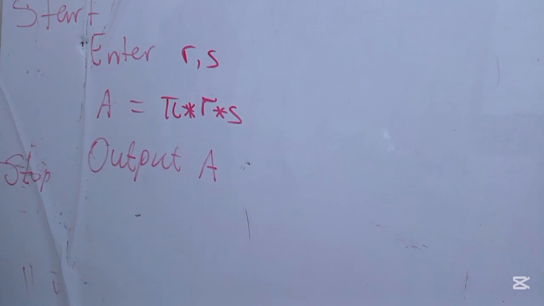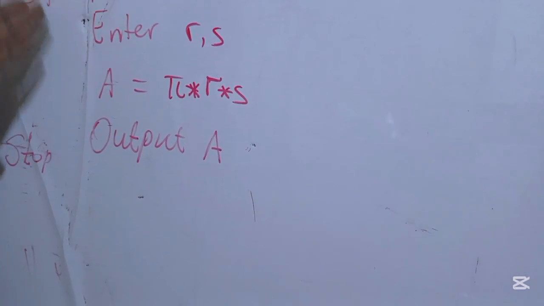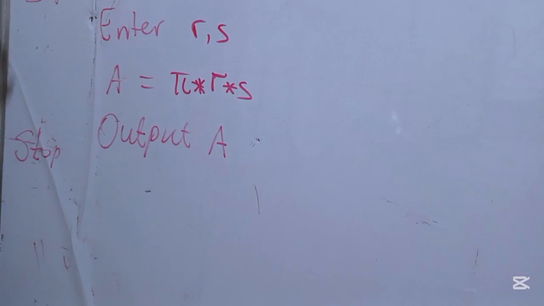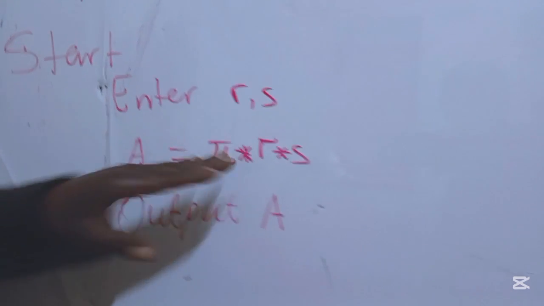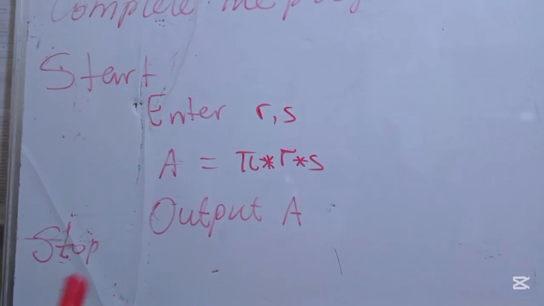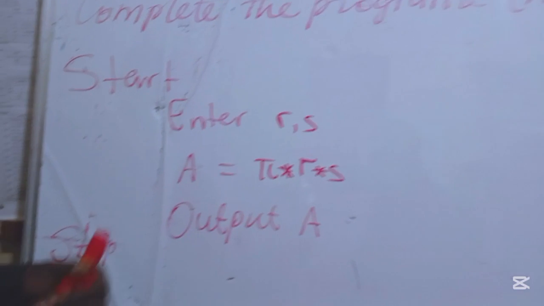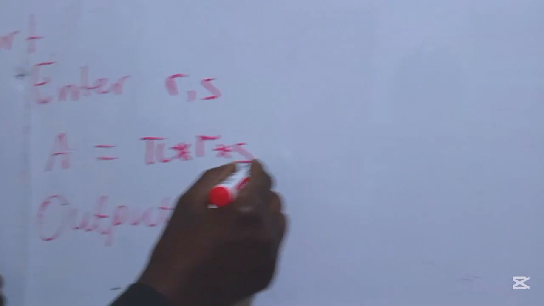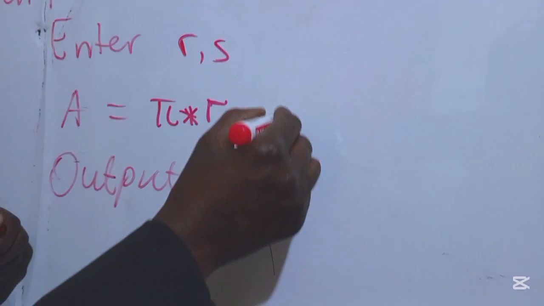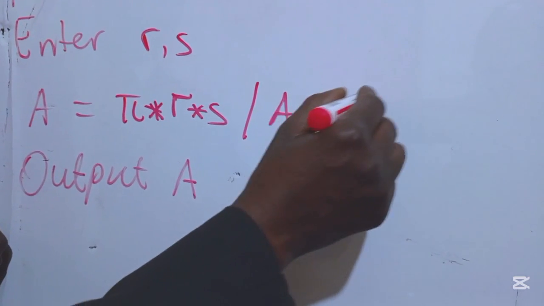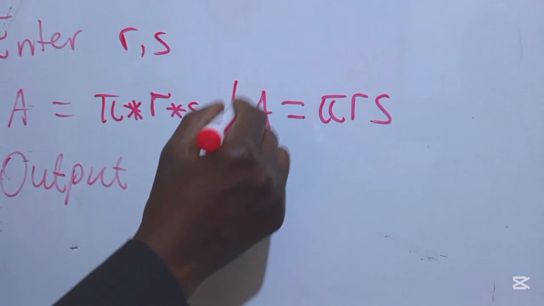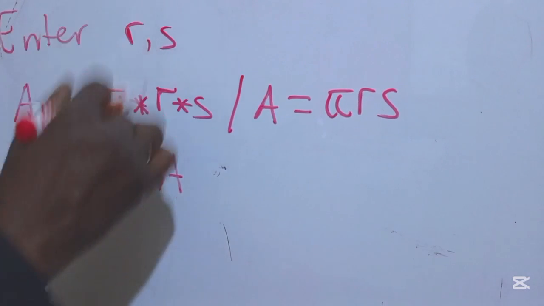So this is how we do it. There is nothing special about this. So simple. You just have to insert the variables and then the formula. Some people will say, sir, is it correct? If you can write it like this here, you can write it. There is no problem because this is a pseudocode. You can even say pi rs. It's fine because this is a flowchart in words.